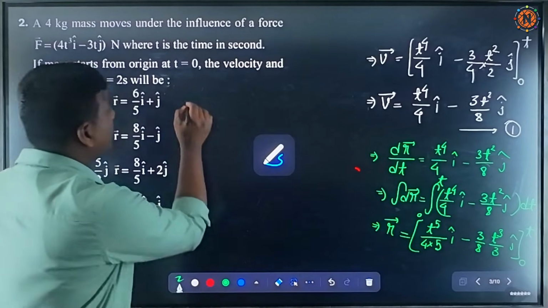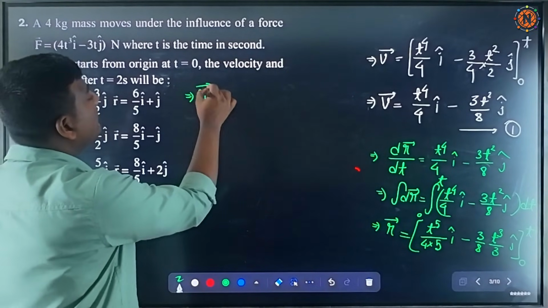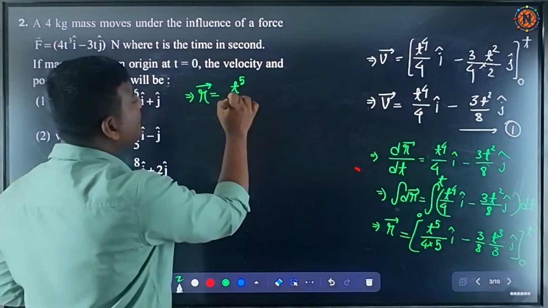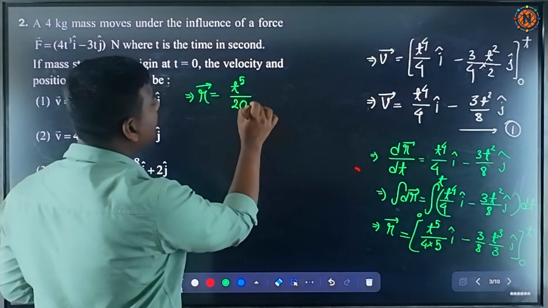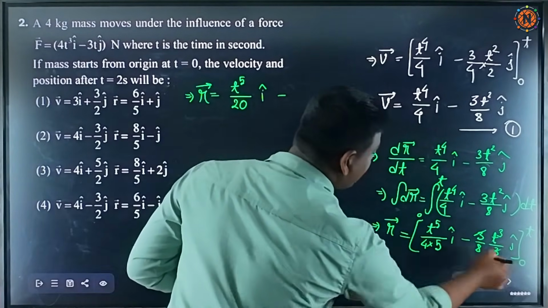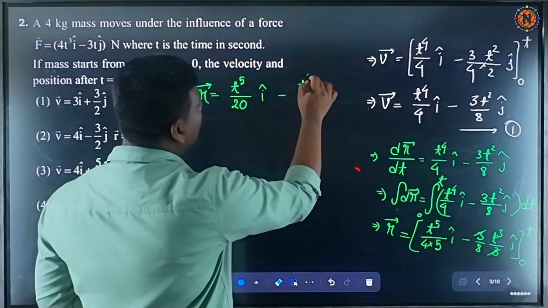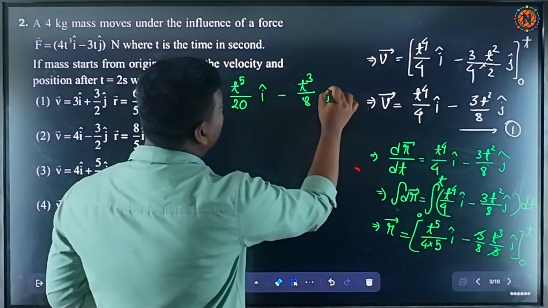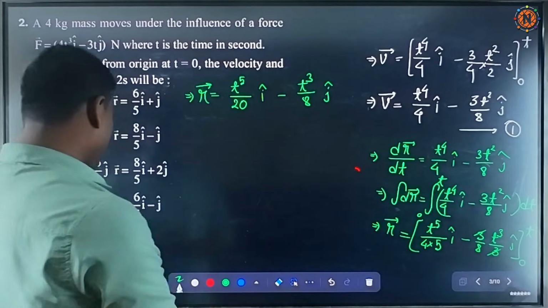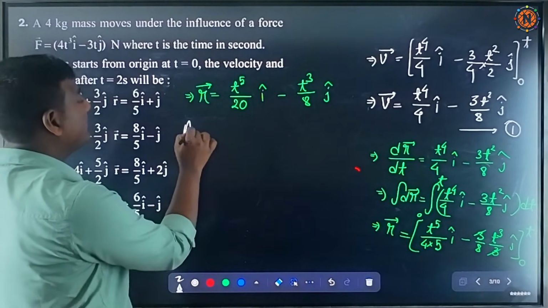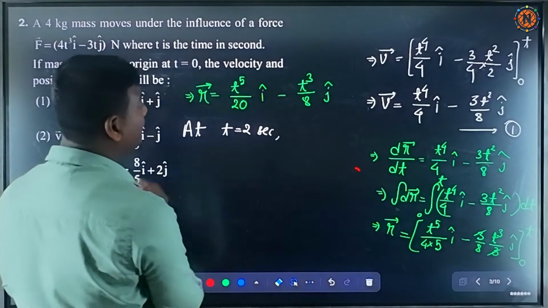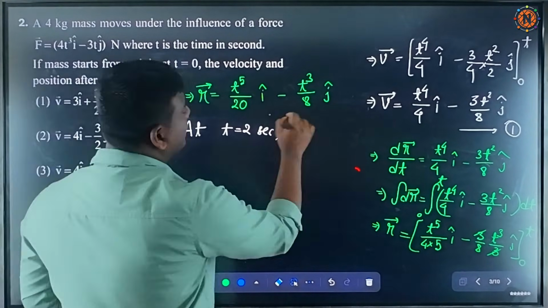I am writing here. So my position vector will be t to the power 5 by 4 into 5, which is 20, i cap minus, this 3 and this 3 will cancel each other, so t cube by 8 j cap. We have put in the upper and lower limits. Now we need to find it at t equal to 2 seconds, after 2 seconds. So put it. And this is equation number 2.